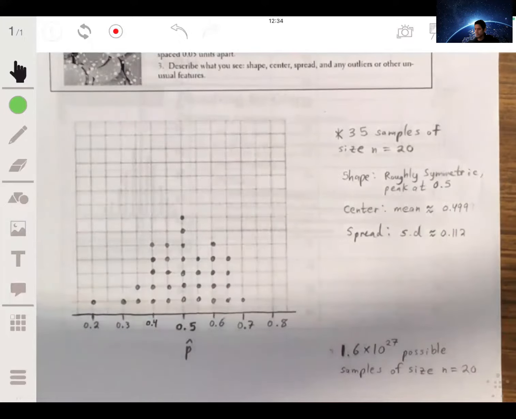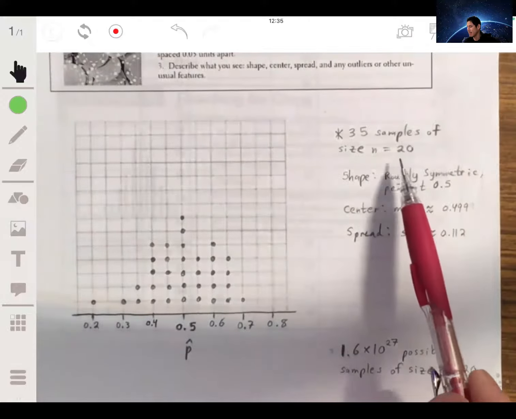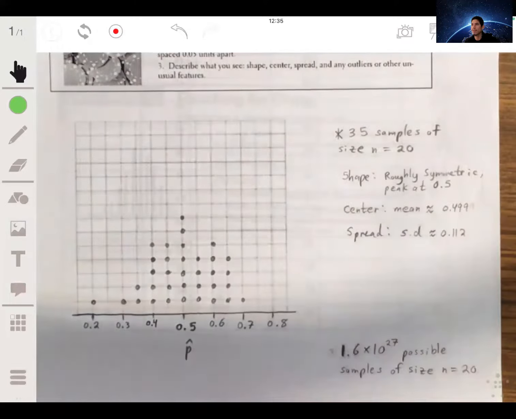Now, here's the thing: how many possible combinations of 20 chips can you make from this population of 200? And the answer is that there's a lot. If you were to calculate it, it would be 1.6 times 10 to the 27th, a very large number. So it's not realistic to go through all this. Obviously you're not going to have time to do this. You're going to need some technology to actually see what would happen. So let's look to see how we get a sense for what would really happen in the real world.